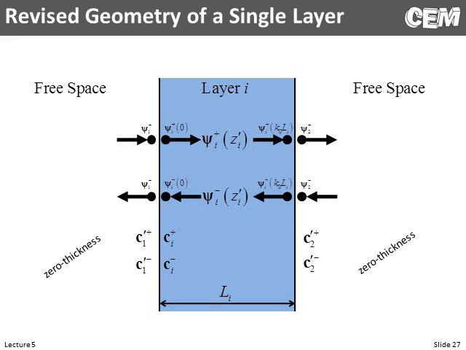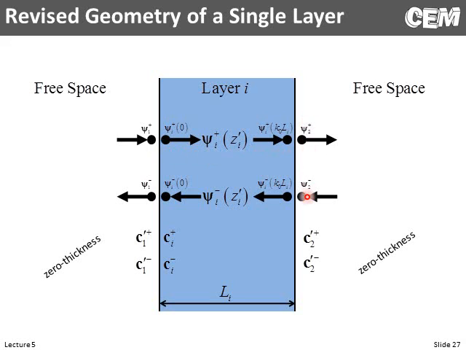So here's our revised geometry. How is it we are enforcing the 0 thickness? And that has to do with how we define our fields on the outside. We have a psi1 and psi2, and we're defining them to exist in the free space regions, but right up against the layer. So they're right at the layer, but in the free space region.